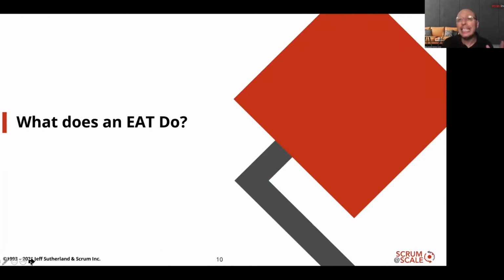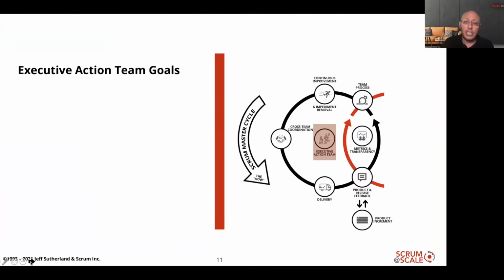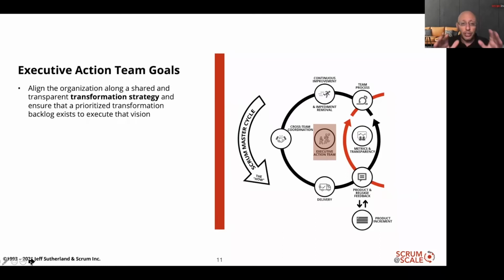So what does an EAT do? The executive action team has very, very specific goals. The first one is to align the organization along a shared and transparent transformation strategy. So how we're going from wherever we are to wherever we're going to be. They want to make sure that transformation strategy has a backlog that's prioritized in order to execute against the vision that strategy is supposed to achieve.